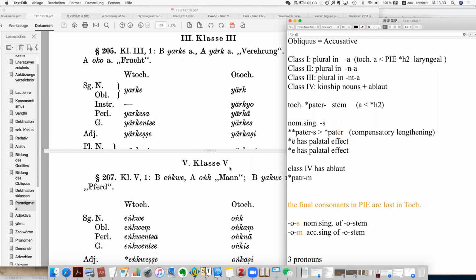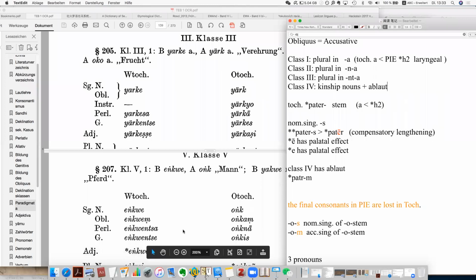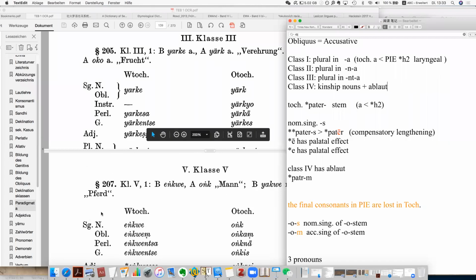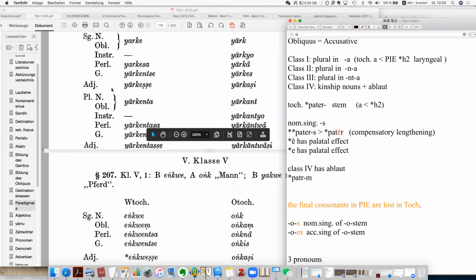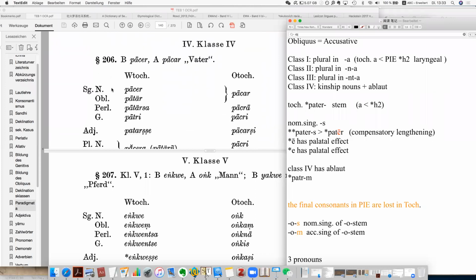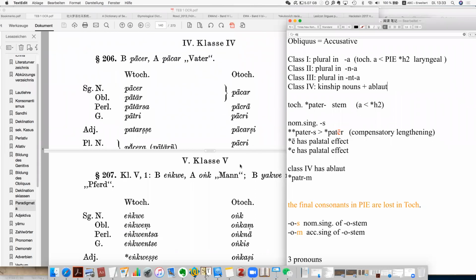Then there's another class, class 5. Class 5, again, nominative and accusative are different, but different in another way, right? So we can compare these two classes. You see, 4 and 5 are different, but they share some similarity.